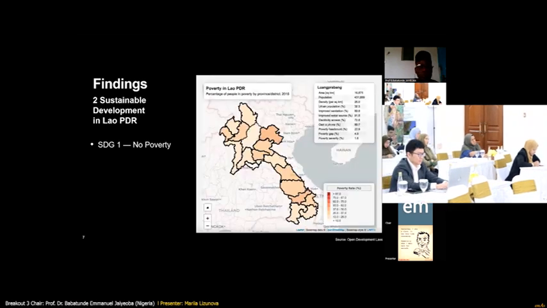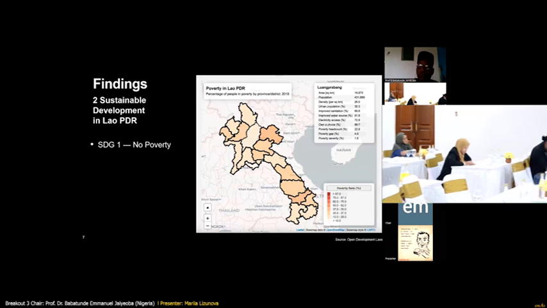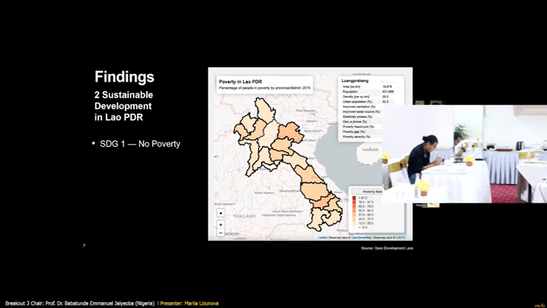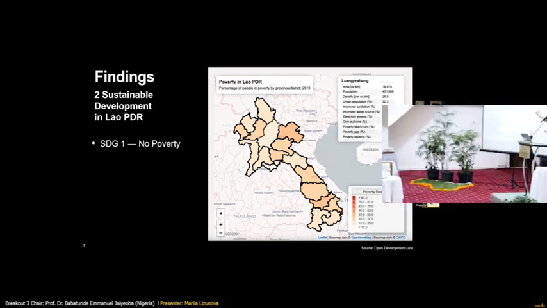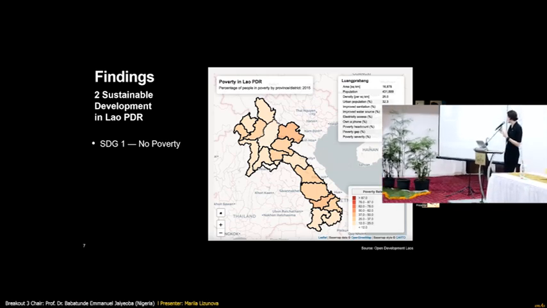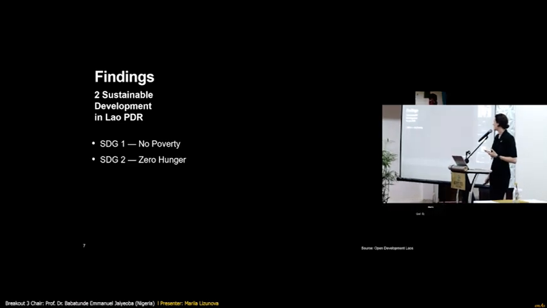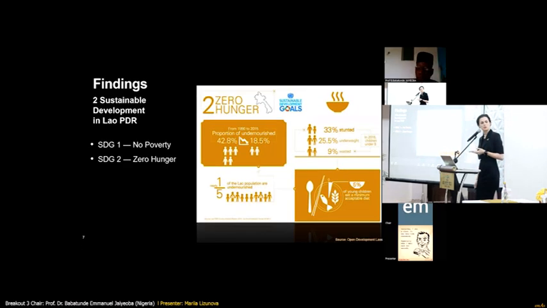The first one, no poverty. The country has been successful in accomplishing the goal up to the beginning of the pandemic, where the percentage of poverty is lower in the areas which are most visited by tourists. Here you can see by the scale of color which areas have problems with poverty. Next one is zero hunger. People have different and unequal food distribution among the districts, including the need for improvement for agriculture and sustainable food production.